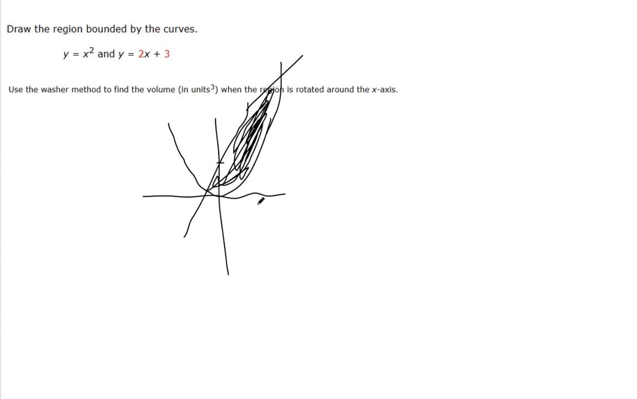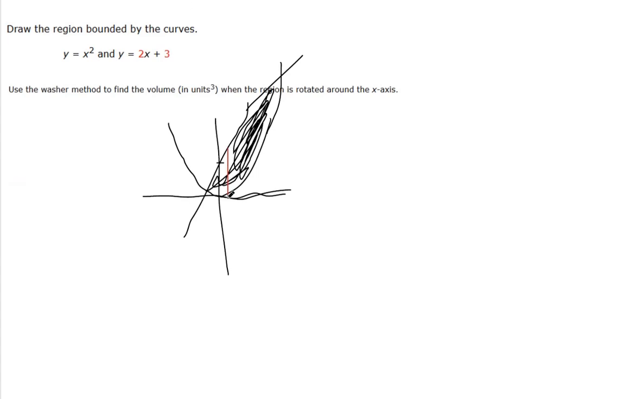Rotated around the x-axis. I think we were asked to use the washer method too, based on the place we are in the text. So what that means is we want to construct the equation for two circles. We want to find out the equation of a circle that's made at any point. Let me change the color.